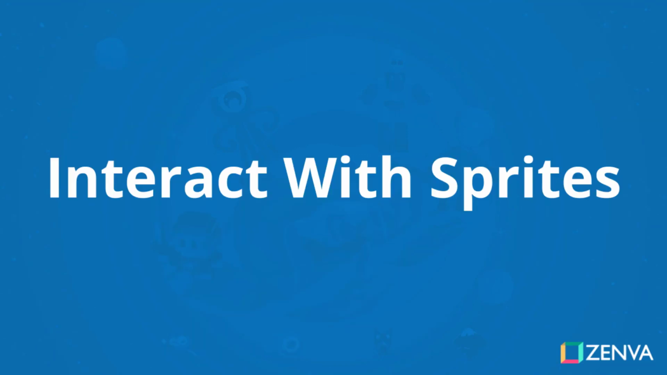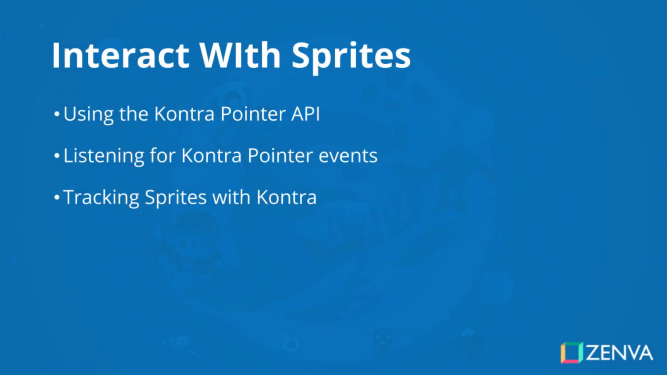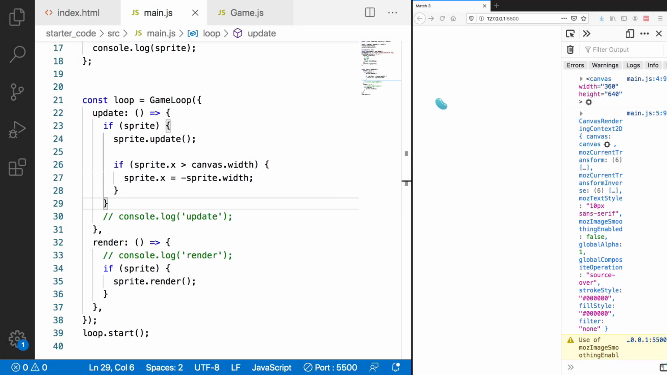All right, so next, what we're going to do is work on interacting with our game objects in our game. So for our game, we're going to be allowing players to click on our game objects, and we're going to have our game react accordingly.